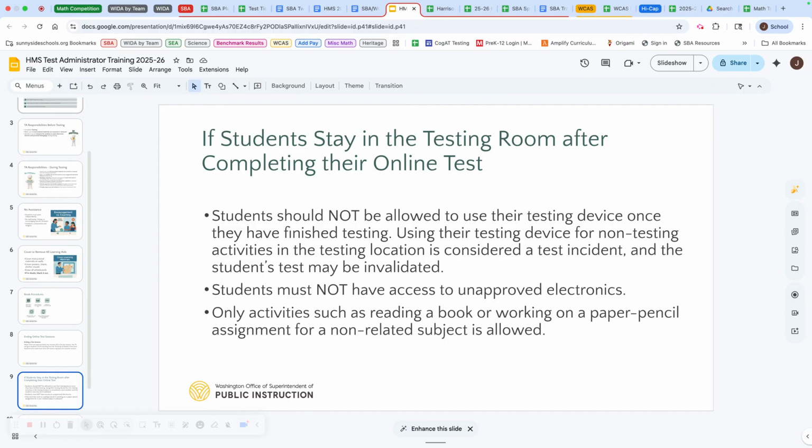So we have to close Chromebooks after a student finishes the test. It can be on their table, but it has to be closed. They can't be using it. Students must not have access to unapproved electronics. This is the third or fourth time we've heard this. After the test is over, the Chromebook is now considered an unapproved electronic. So please make sure again that students are not using the Chromebook after they have finished their test. Only activities such as reading a book or working on a paper pencil assignment for a non-related subject is allowed.